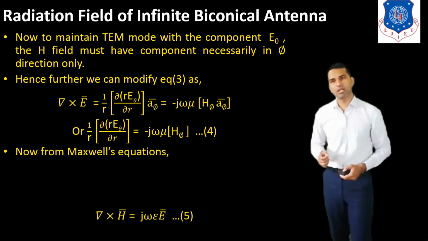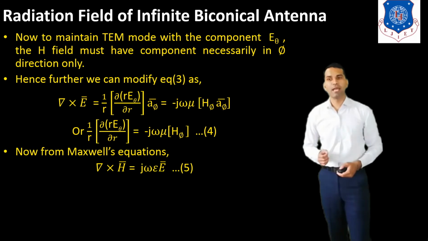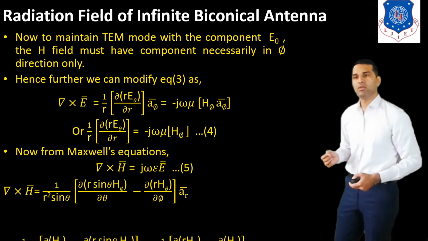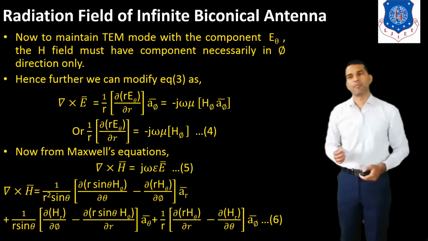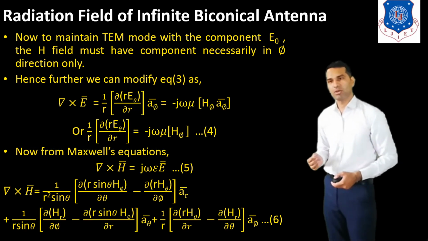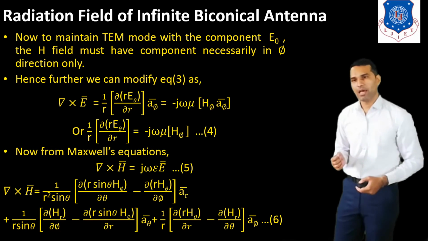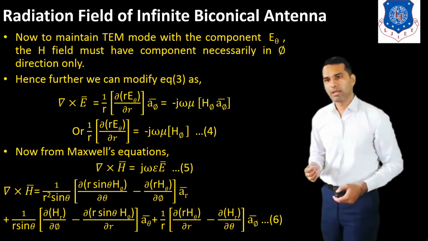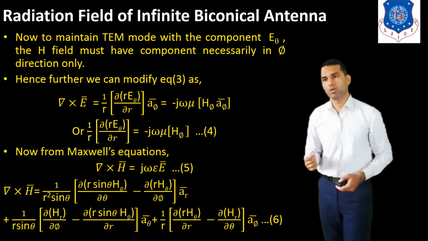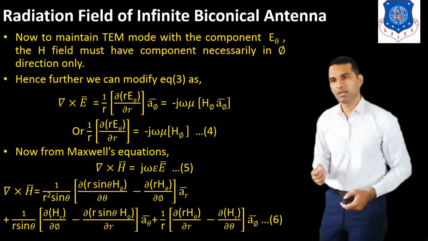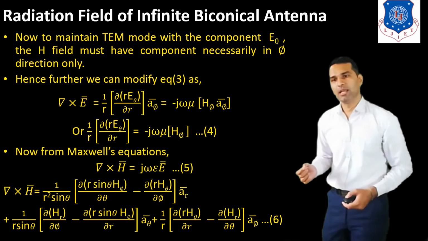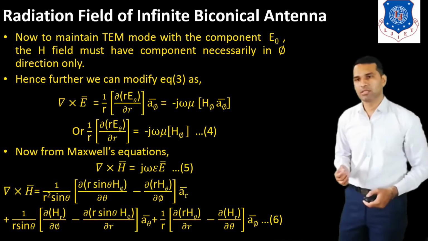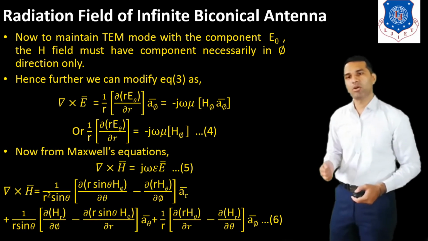Now from the Maxwell equation we can also write del cross H is equal to j omega epsilon into E. And when we put in the value of H, del cross H is equal to 1 upon r squared sin theta [del (r sin theta H_phi)/del theta minus del (r H_theta)/del phi] a_r, and also the a_theta component 1 upon r sin theta [del H_r/del phi minus del (r sin theta H_phi)/del r] a_theta, and also the a_phi component 1 upon r [del (r H_theta)/del r minus del H_r/del theta].